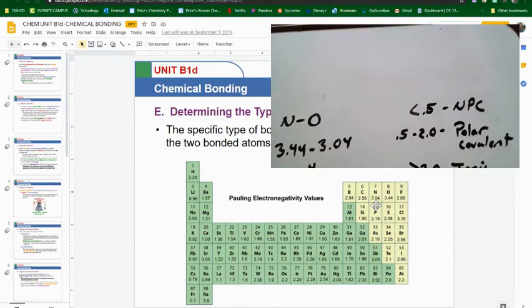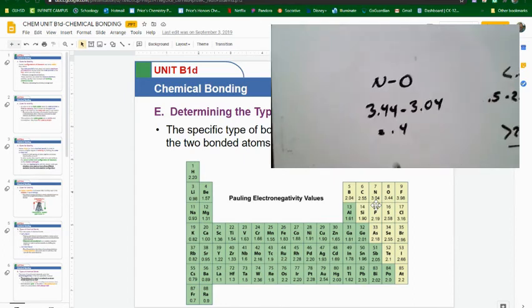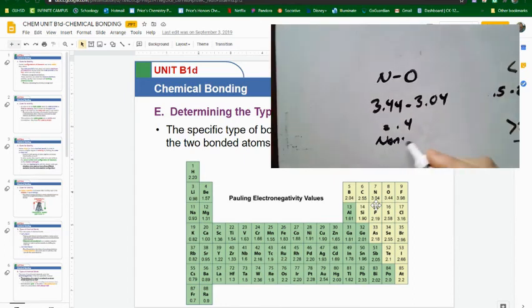Now looking here, we see that 0.4 is less than 0.5, so that would be a non-polar covalent bond, okay? And that is how you do these problems.